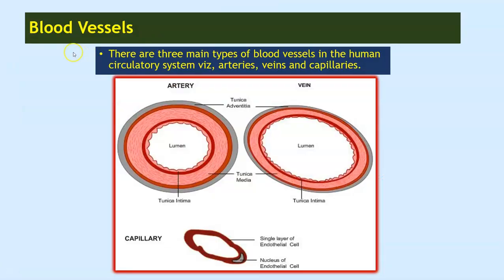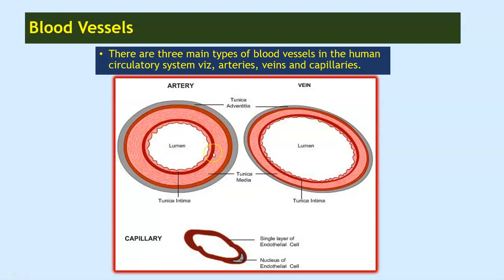Blood vessels. There are three main types of blood vessels in the human circulatory system, which are arteries, veins and capillaries. Have a look at this image here. First we begin with the arteries. The blood vessels which carry blood away from the heart are called arteries. Arteries form arterioles and in turn divide and redivide to form capillaries. So this is your arteries.